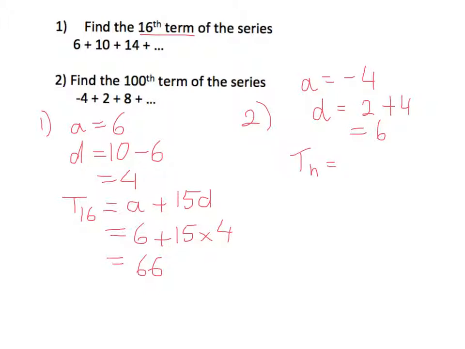So using our formula for the nth term, the one you just wrote down from the previous page, we want to find in this question the 100th term. So T100 is negative 4 plus 99 times 6. And then just putting that in your calculator, you should get 590.